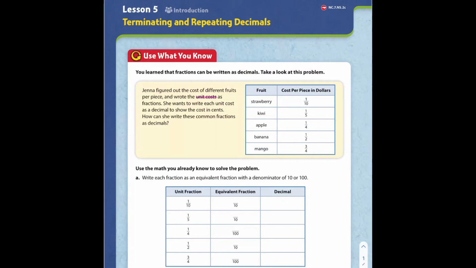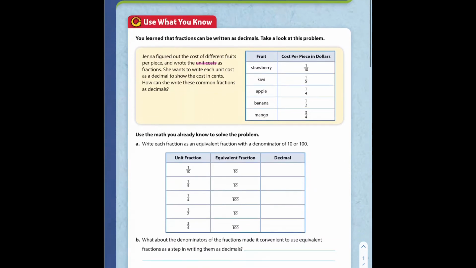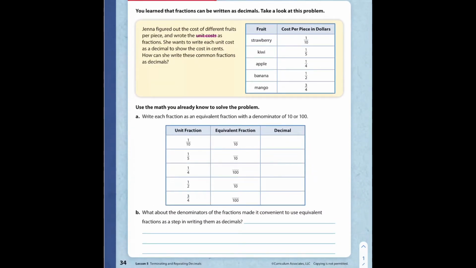In the table, you can see the different fruits that she purchased and the unit cost per dollar. Strawberries 1/10, kiwi 1/5, apple 1/4, banana 1/2, and mango 3/4. What she wants to do is rewrite these as decimals so that she can talk about it in terms of money and how many cents each one would cost. So first, what we want to do is write each fraction as an equivalent fraction, which is another topic we have discussed before, with a denominator of either 10 or 100.